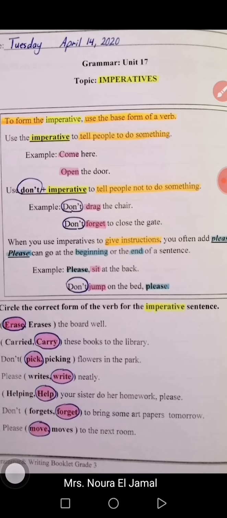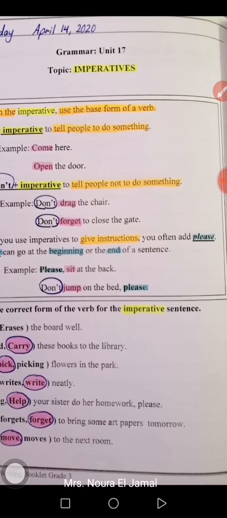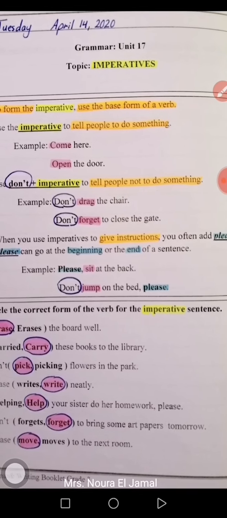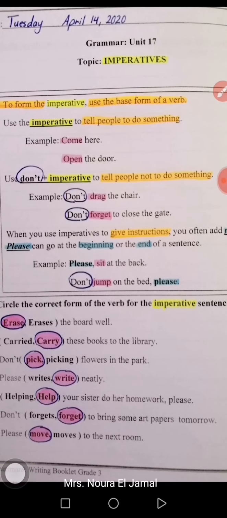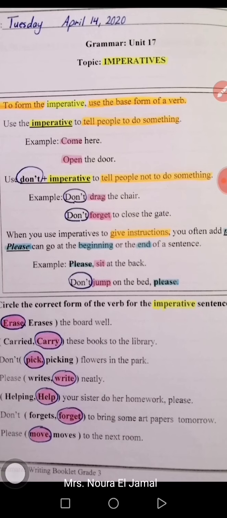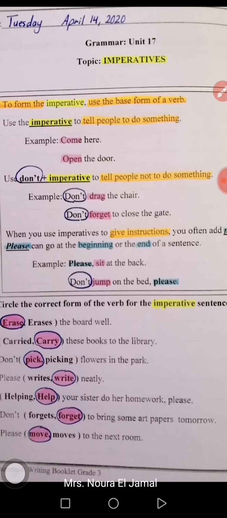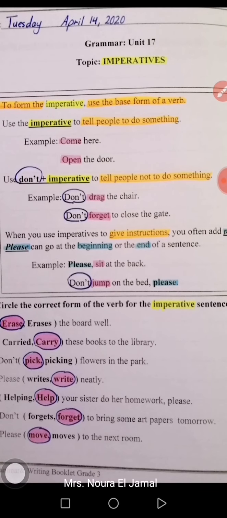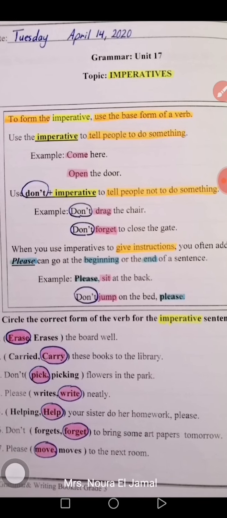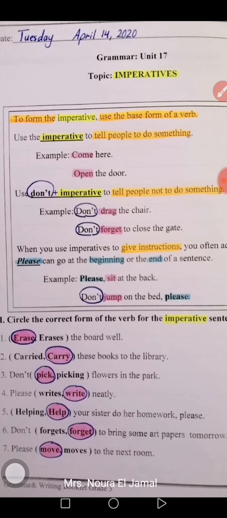When you use imperatives to give instructions, you often add please. Please can go at the beginning or the end of the sentence. Example, please sit at the back. Don't jump on the bed, please. So I can put please at the beginning, followed by a comma, and I can put please at the end of the sentence. Here, let's do the exercise together.